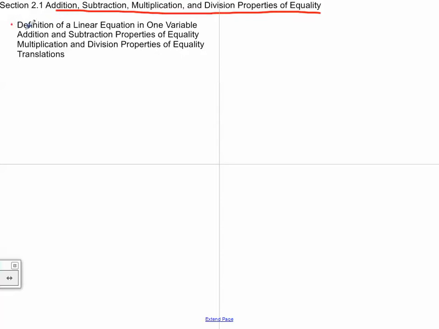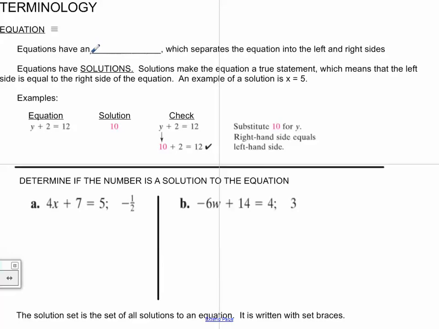So we're going to talk about the definition of a linear equation in one variable in this video, and then we're going to talk about addition and subtraction properties of equality in the next video, and then multiplication and division after that, and we'll see what we can do. So the first thing we have to do is talk about what is an equation.